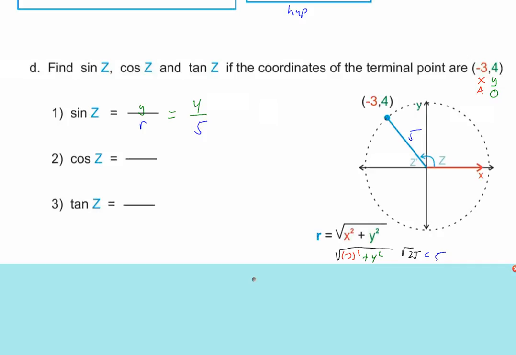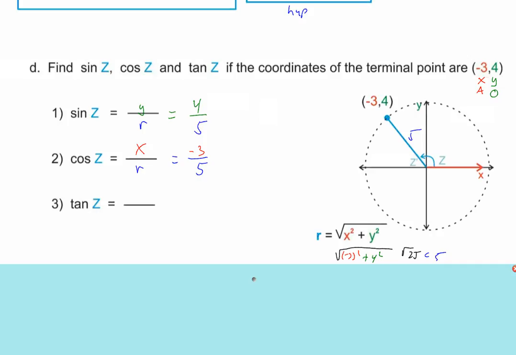All right, now look at the cosine. Cosine of z. Now remember, the cosine is x over r. And notice by doing this, the fact of the positive negative is cared for by the math. So if you go ahead and write in the top, what is the value of x? It's a -3. I'm sorry, the adjacent is a -3. What is the hypotenuse? 5. And so the cosine of z is -3/5.